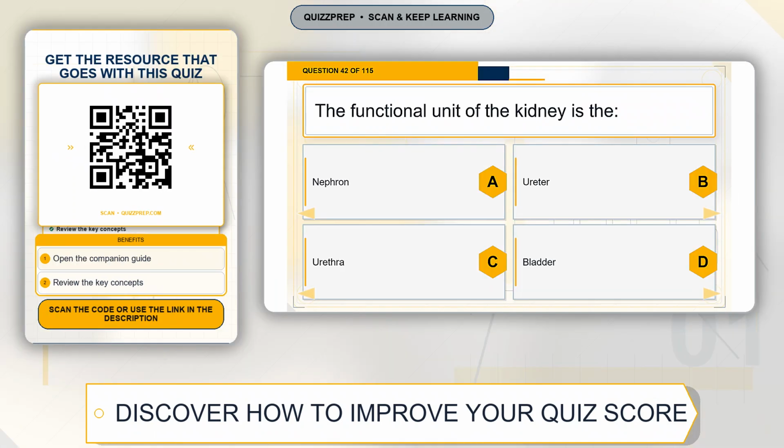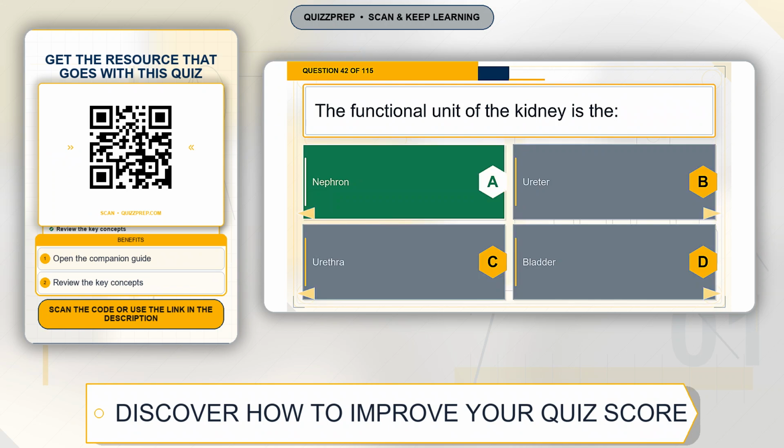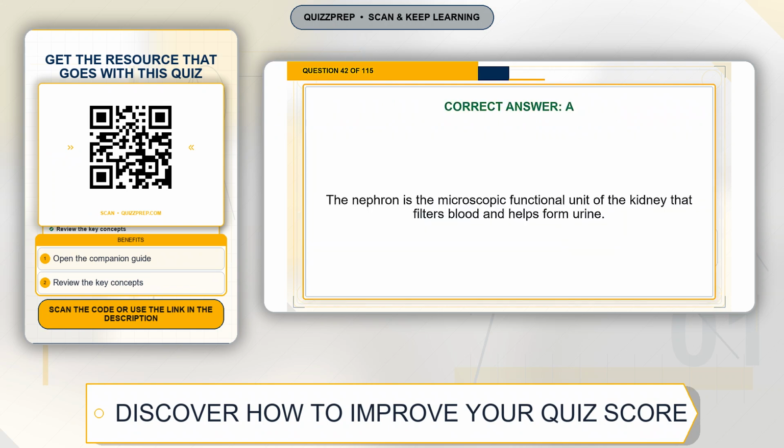Question 42. The functional unit of the kidney is the: Option A, nephron. Option B, ureter. Option C, urethra. Option D, bladder. The correct answer is option A, nephron. Explanation. The nephron is the microscopic functional unit of the kidney that filters blood and helps form urine.